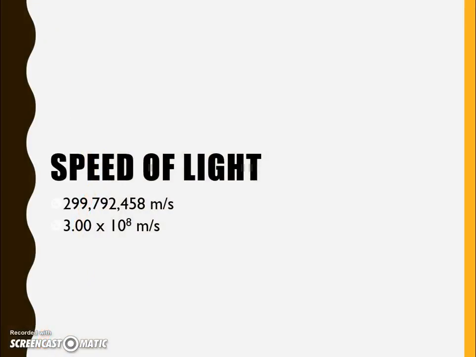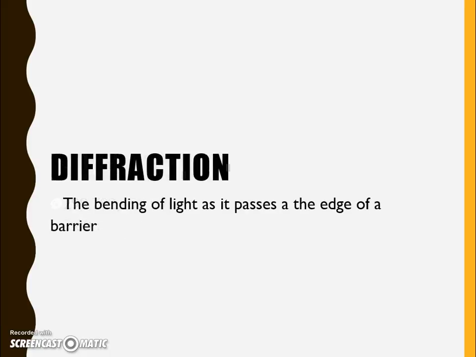The speed of light, what you need to know is that it's 299,792,458 meters per second, or as scientists, what we like to plug in is 3 times 10 to the 8th meters per second, just to give it a nice whole number there. Diffraction, we talked a little bit about this in the last chapter. It's the bending of light as it passes around the edge of a barrier.